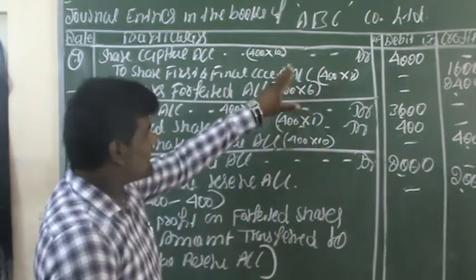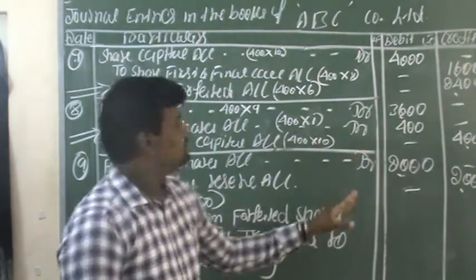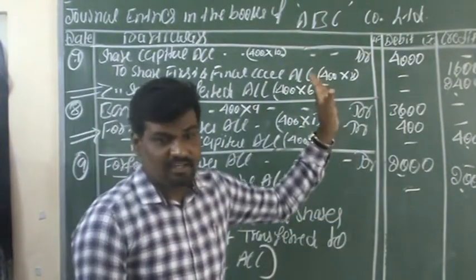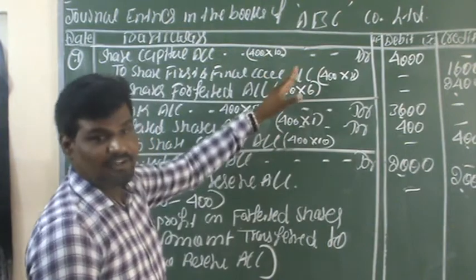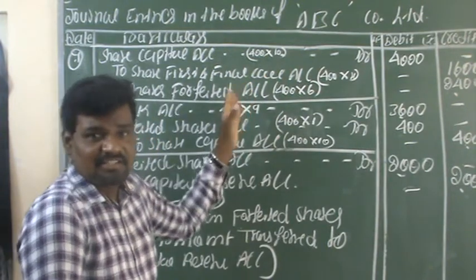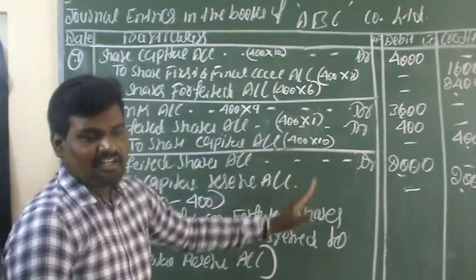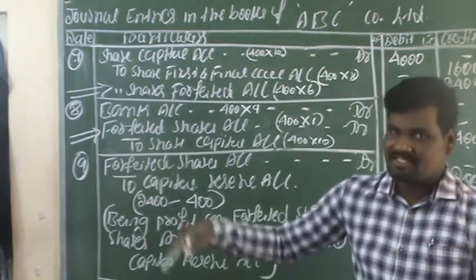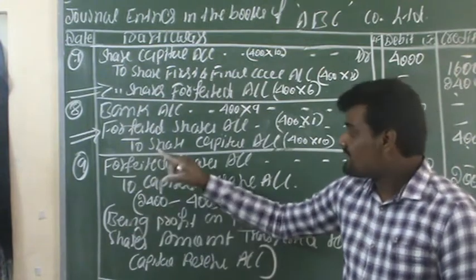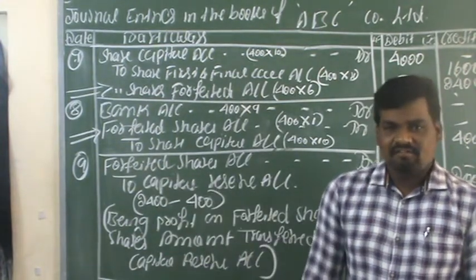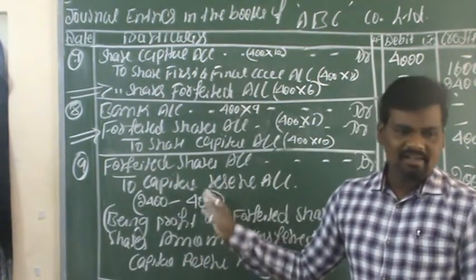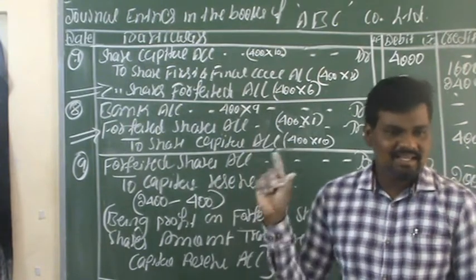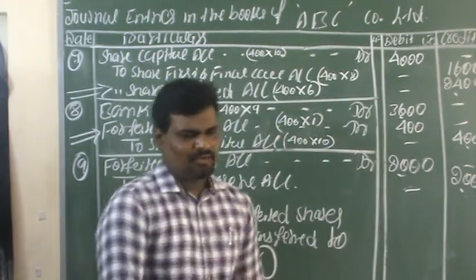Okay, so these are the last 3 entries. For the 7th entry, shares are forfeited. Again the 8th entry, whatever the forfeited shares in the company, on those forfeited shares they are reissuing. And the last entry, whatever the profit on forfeited shares. First of all, forfeited shares means cancelled shares. The profit on these forfeited shares we need to transfer to capital reserve account. These are the necessary journal entries regarding the question.